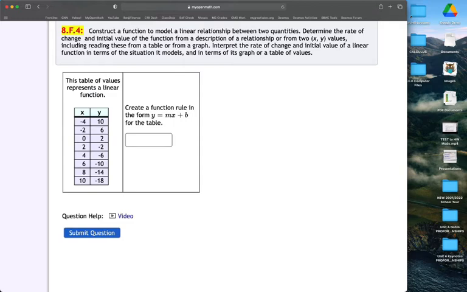Continuing with standard 8.F.4, where we are trying to construct a function from the relationship between two quantities. Here we can see we have a table, and we're trying to come up with the function in the form y equals mx plus b. So, of course, that means that we need the slope, and we need the b value of the y-intercept. Well, fortunately, the b value for the y-intercept is right there. So since the y-intercept is found at the ordered pair 0, 2, we know that the b value is 2.